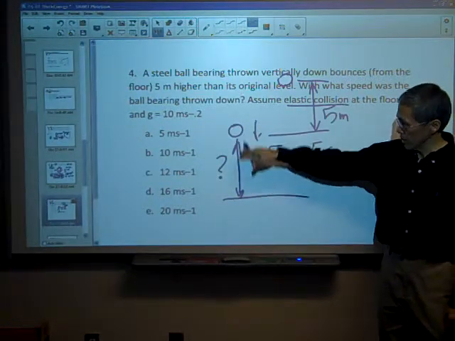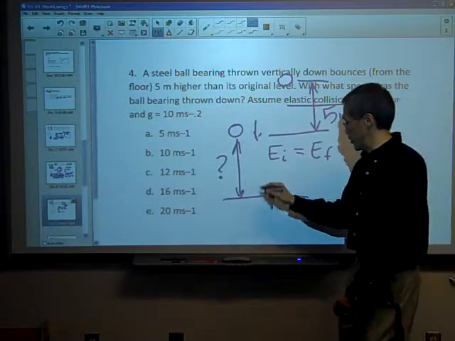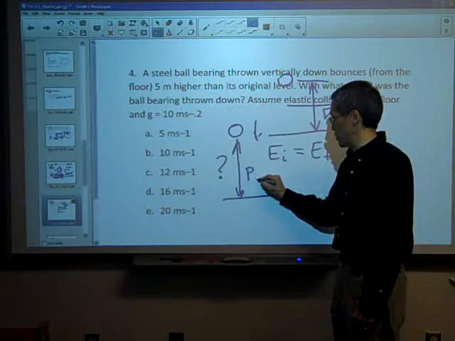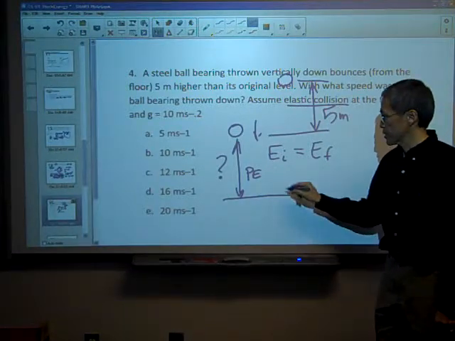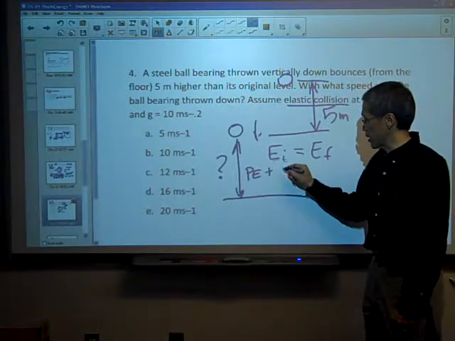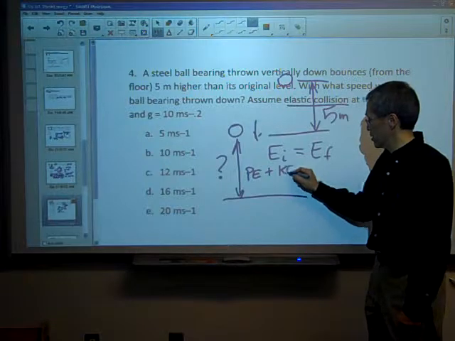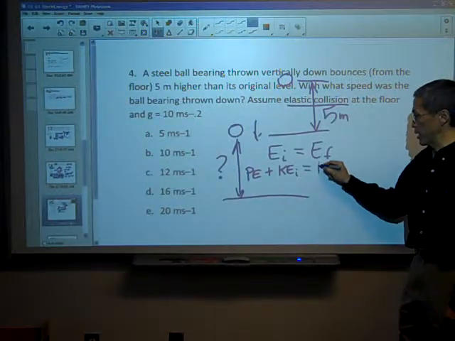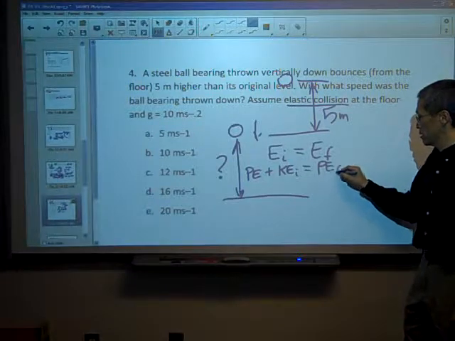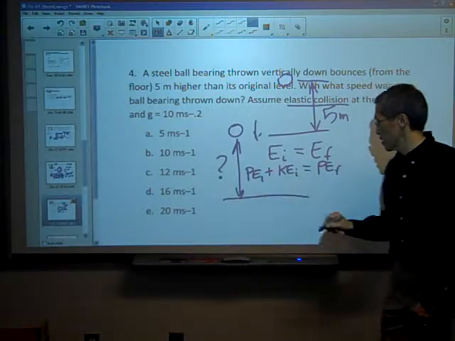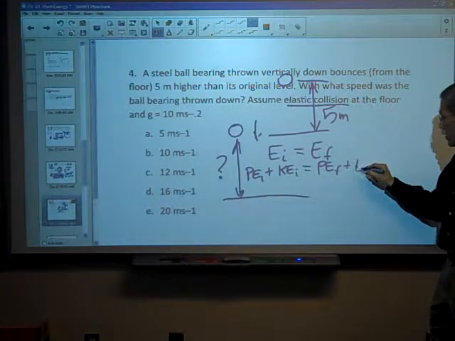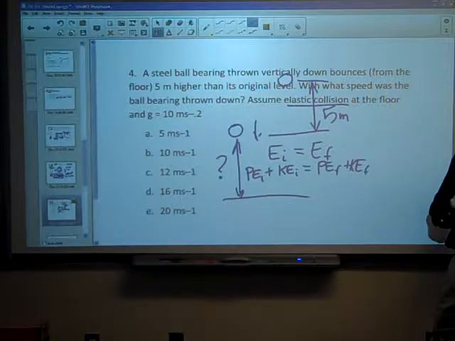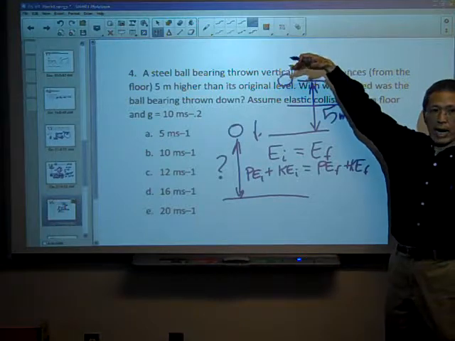Okay? Turns out that doesn't matter. So if we really want to do this correctly, we would say our gravitational potential energy plus our kinetic energy initial equals our potential energy final plus our kinetic energy final. Okay, now up here, it's the highest it goes.